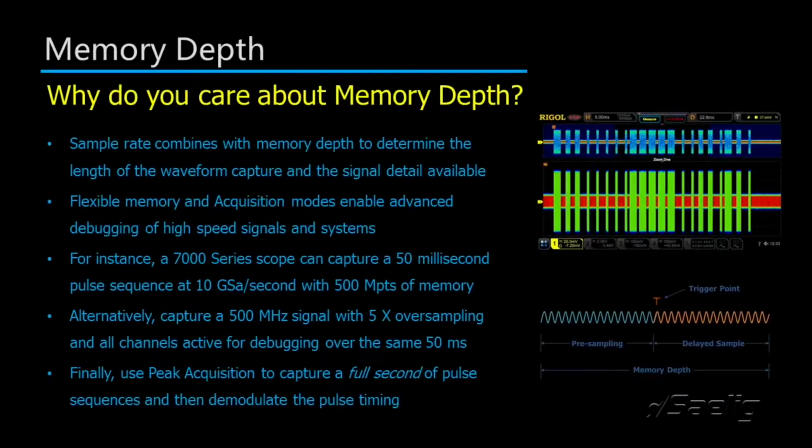Flexible memory depth is crucial to signal analysis performance. The 7000 series oscilloscope offers up to 500 million points of memory for your signal analysis needs. Let's look at 3 different ways you can configure the memory to get the most out of your signal analysis. First, let's use all 500 million points to capture a continuous 50 millisecond wave at 10 gigasamples per second.